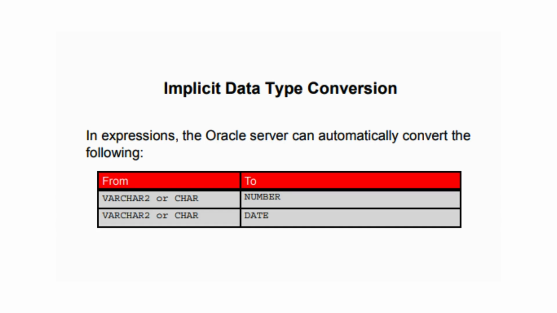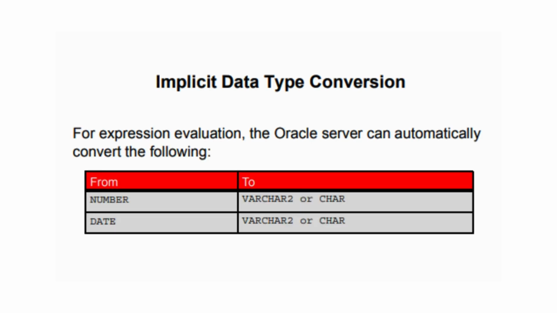For example, the expression hire_date greater than '01-JAN-90' results in the implicit conversion from the string '01-JAN-90' to a date. Therefore, a VARCHAR2 or CHAR value can be implicitly converted to a number or date data type in an expression. In general, the Oracle server uses the rule for expressions when a data type conversion is needed. For example, the expression grade equals 2 results in the implicit conversion of the number 2 to the string '2', because grade is a CHAR(2) column.